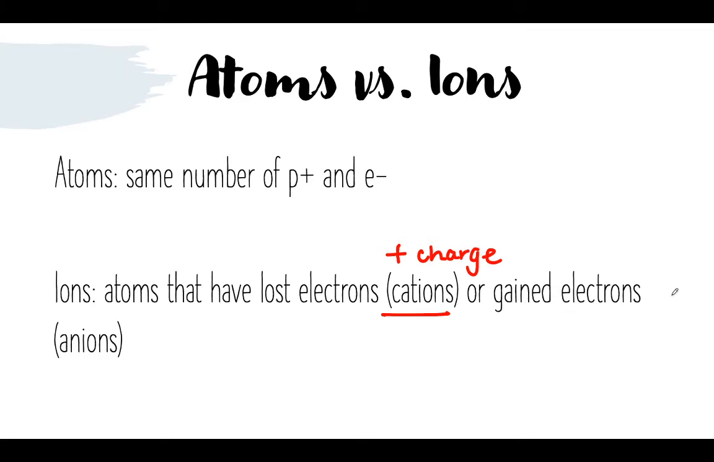Ions that have gained electrons, so if they're gaining more negative particles, are going to have a negative charge. And negative charged ions are called anions. So you've got cations and anions as two different types of ions. At the end of the day, all you need to realize is that ions are atoms, so they were neutral at one point, that have either gained or lost electrons.